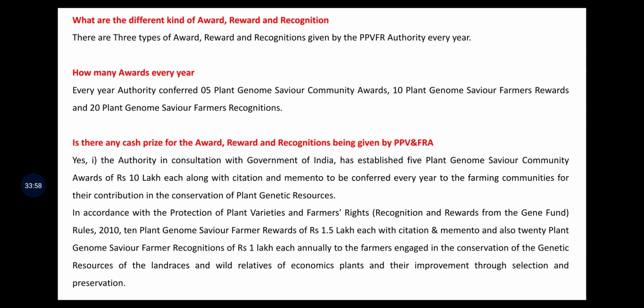What are different kinds of award, reward, and recognition? Three types of award, reward, and recognition are given by the PPV-FR authority every year. Every year, the authority confers 5 Plant Genome Savior Community Awards, 10 Plant Genome Savior Farmer Awards, and 20 Plant Genome Savior Farmer Recognitions.